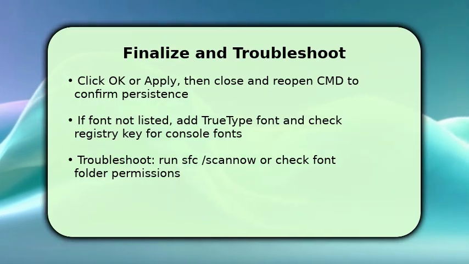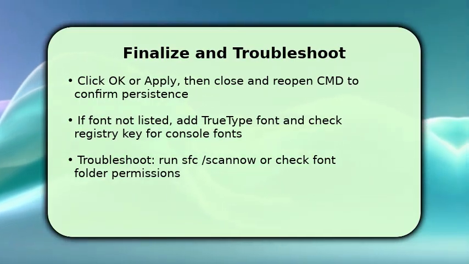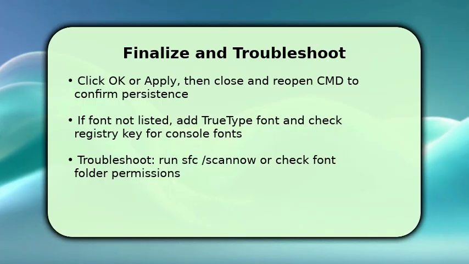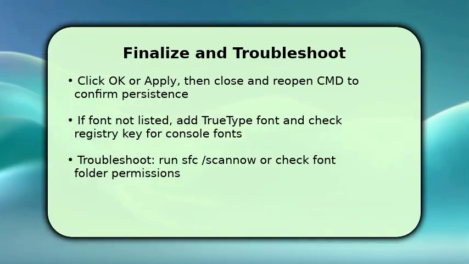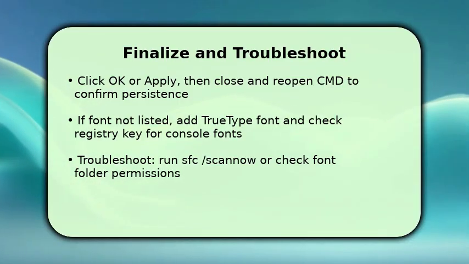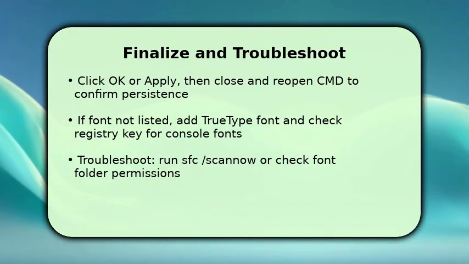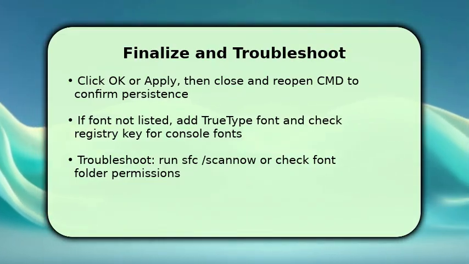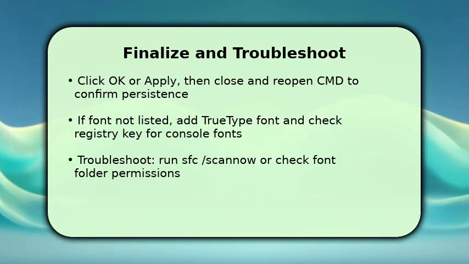If it doesn't appear, you'll need to install a compatible TrueType font and possibly add its name to the console registry key that lists available fonts. This is why some fonts never show up. Once done, make sure to test different sizes for line wrapping. Key troubleshooting tip: if things go wrong, run System File Checker with sfc /scannow and verify font folder permissions so the OS can read the new font.